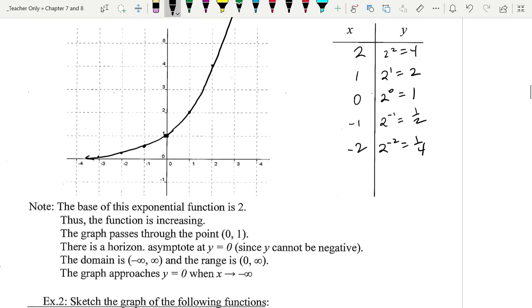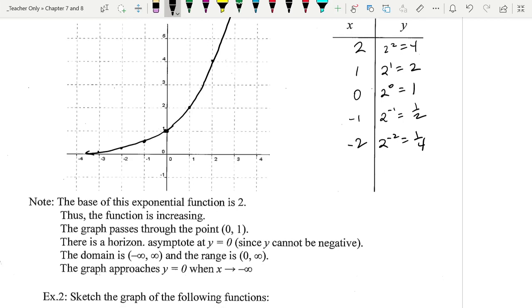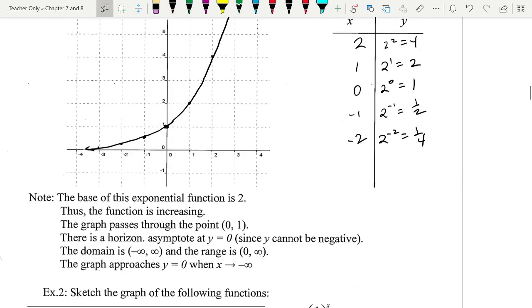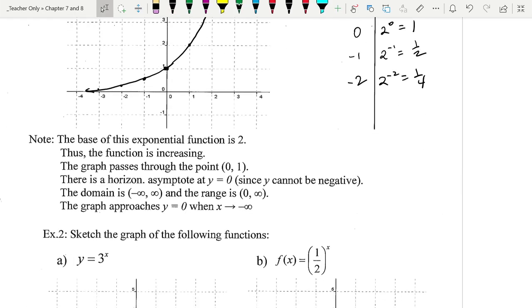Note, the base is 2. The function is increasing as you go left to right. The graph passes through (0, 1). There is a horizontal asymptote at y equals 0. Since y can't be negative, there is no number in the universe that you could make x be that would make a 2 times by itself and end up being negative. Even if you times 2 by itself a fraction of times, you can't get a negative number. And domain and range are from negative infinity to infinity for domain, 0 to infinity for range.